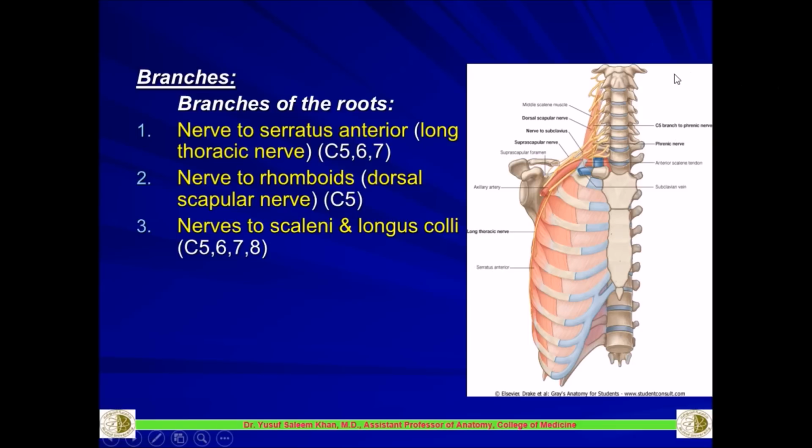There are also some nerves which are called the nerve to scalenus and the longus colli, which are coming again from C5, C6, C7 and C8. So these are coming from the roots of C5, C6, C7 and C8. So these are called the nerve to scaleni or scalenus anterior and the longus colli. There is also a very important branch which will be supplying the diaphragm. This is called the branch to the phrenic nerve. There is a nerve which is going here, which is called the phrenic nerve, which is coming from C5, which will be going all the way, and it will be supplying the dome of the diaphragm.